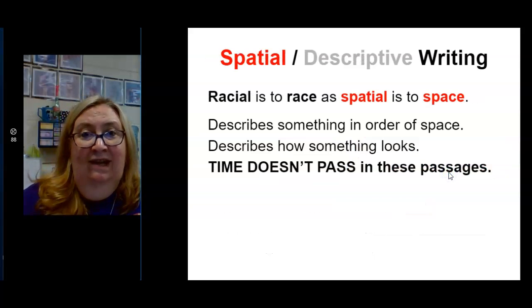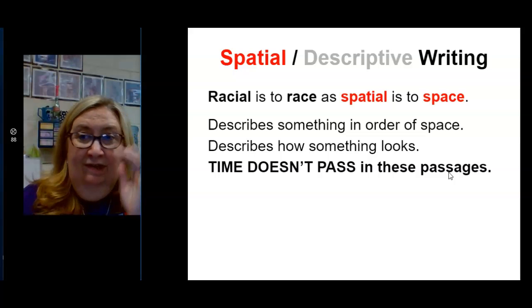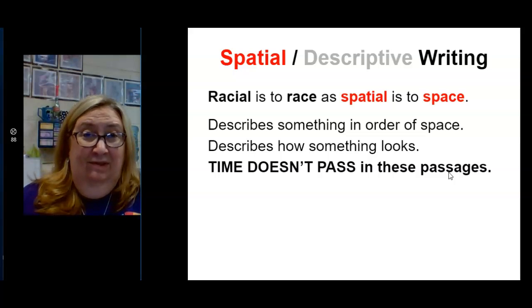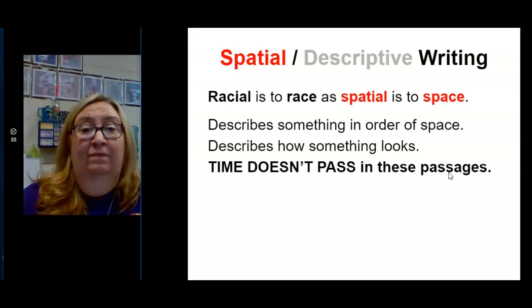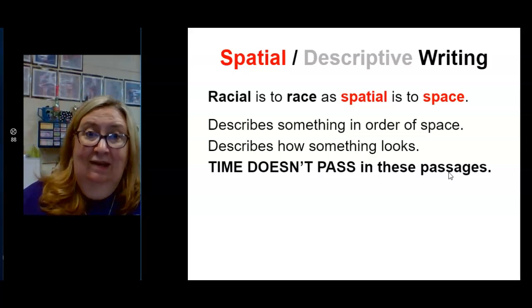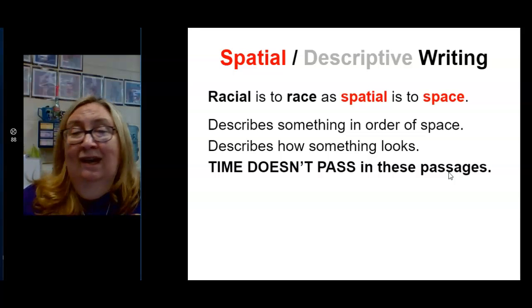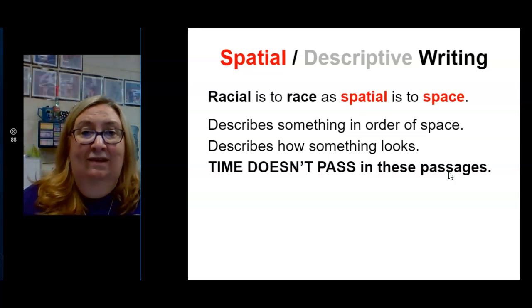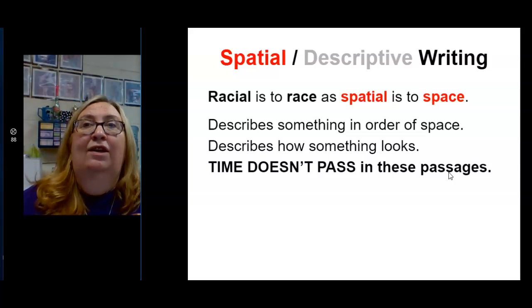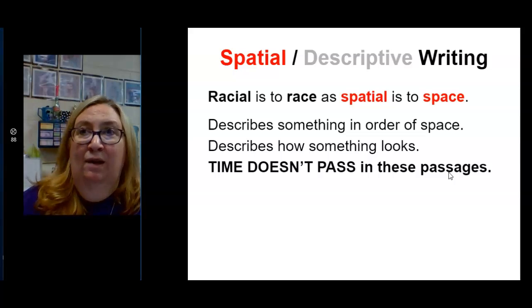And the other one we're looking at today is spatial or descriptive writing. We remember when we looked at the word spatial, because it sounds like I'm just real Southern and saying special. Well, I may be real Southern, but I'm really saying spatial. Just like racial is related to race, spatial is related to space. It describes something in order of space. It describes how something looks. Time does not pass in a descriptive writing passage. You are simply being told about how something appears, period. You are describing the space.